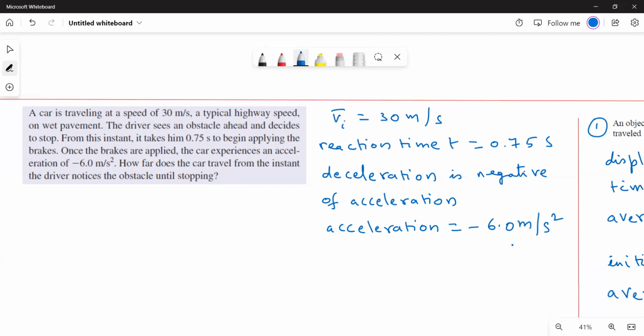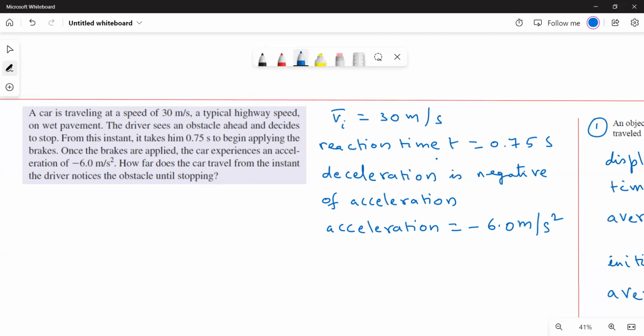And what else is given to us? We have to find out how far the car travels from the instant the driver notices the obstacle until stopping. Here the car is traveling on a highway and then the driver sees an obstacle. There is some time gap between seeing and applying the brakes. We can't do it immediately. There is some small reaction time.